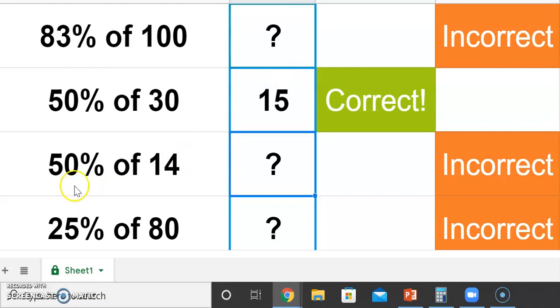So go ahead and do 50% of 14. So you're thinking about half of 14. If something's 50% off, it's half off.